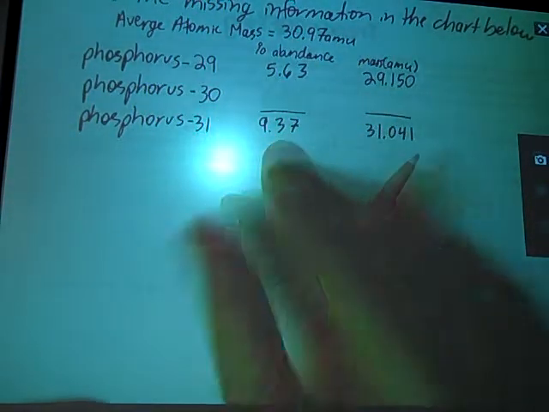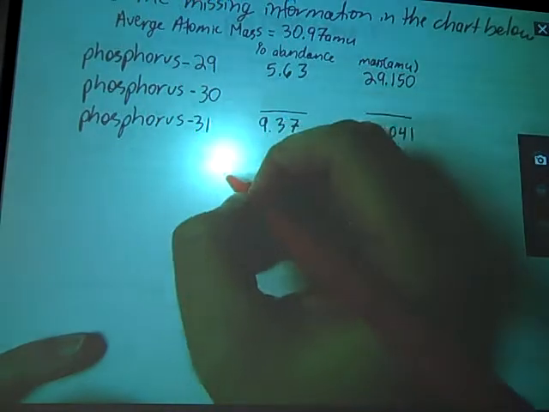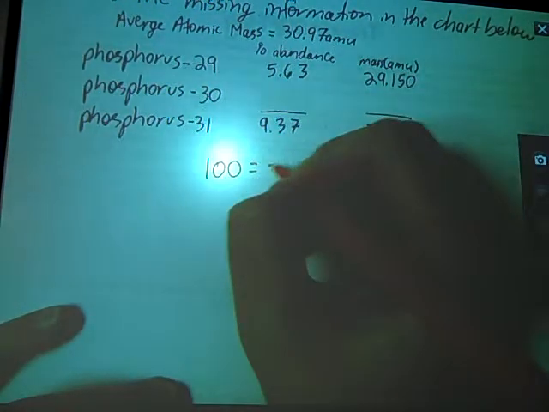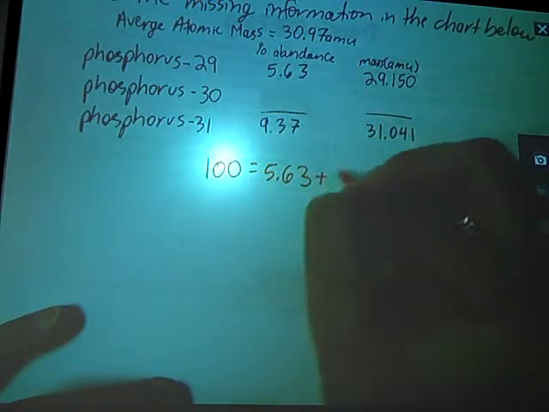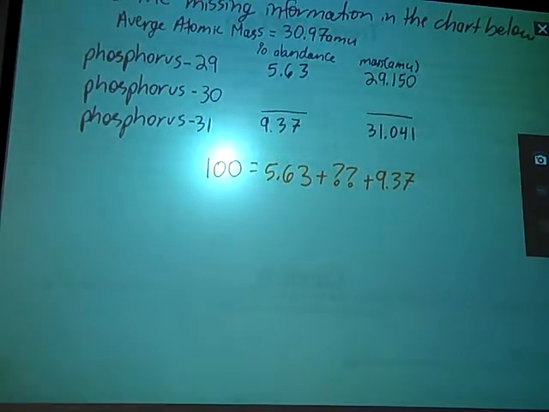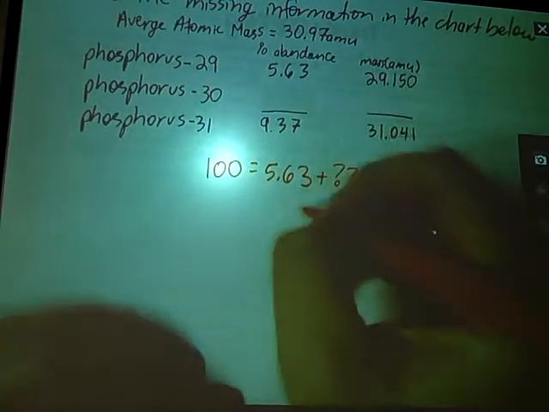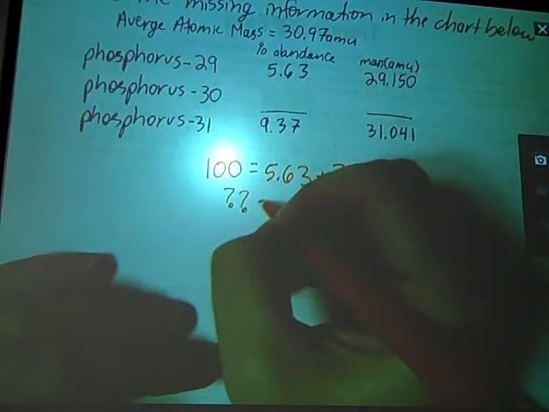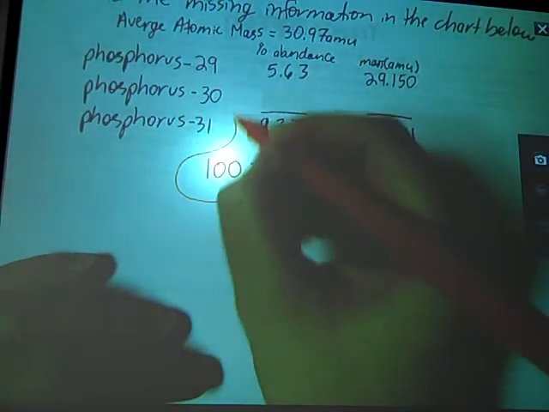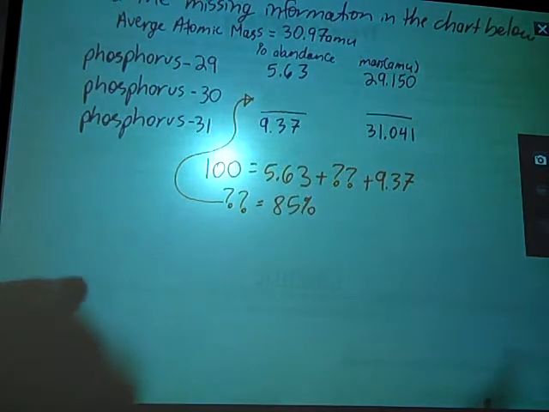We said the Earth is like one giant pie chart, which means all my percents should sum to 100. So 5.63 plus the one that I'm missing plus 9.37 should all give me 100. So by subtracting the percents I have from 100, I find out that my missing percent is 85. So this is the missing information for my first blank. Now all I need is the mass.